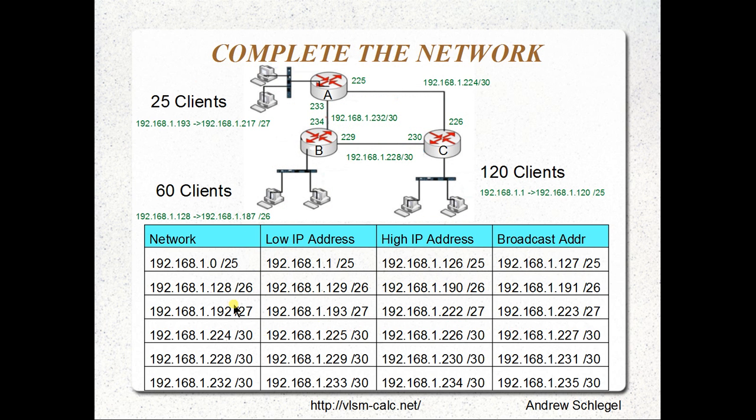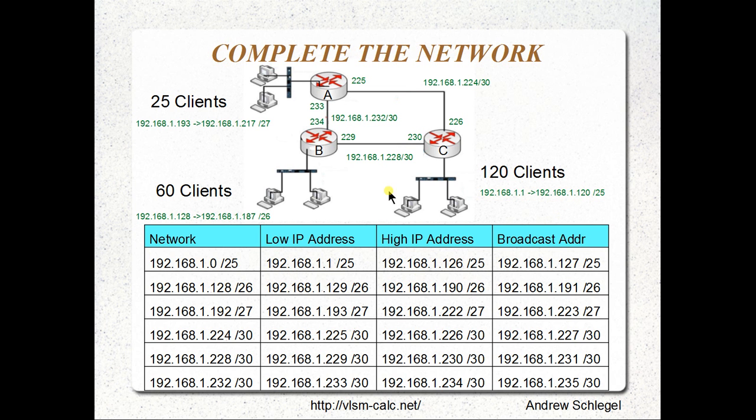So you can see here, this was our /25 network. This was for the 120 clients. So over here we used our low IP address, which is 11, going up to our high IP address, but we only need 120, so we stop at 120. We have some extra here, like 5 or 6 extra, whatever.